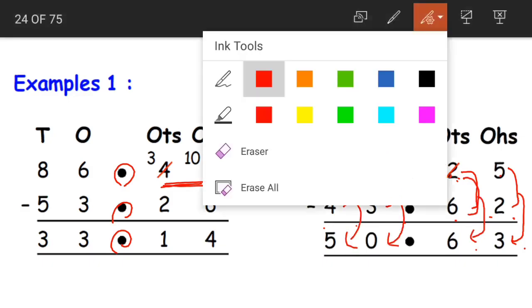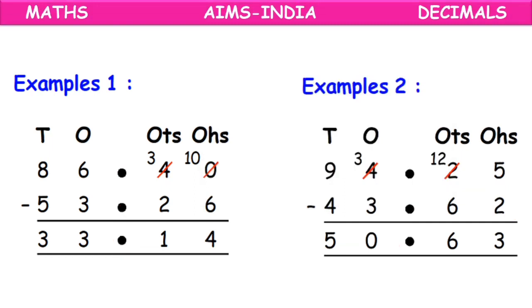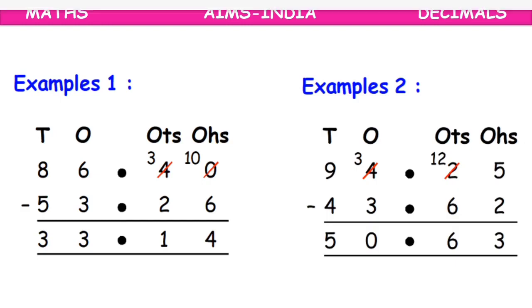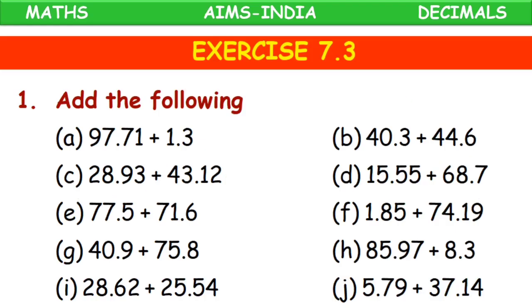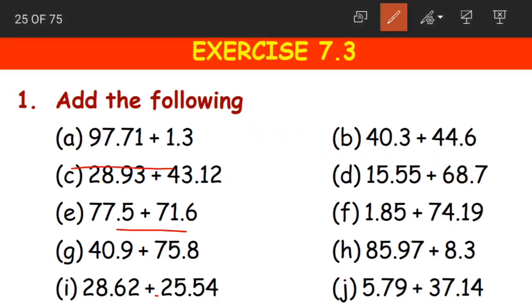Understood children? The addition and subtraction of decimal numbers. We have to subtract them normally as we do for whole numbers. The only difference is the decimal point and the decimal places. Coming to our exercise, here we have a few exercise problems. I hope you can solve this. Let me explain one for you.